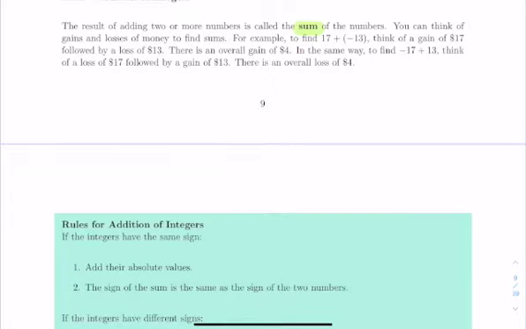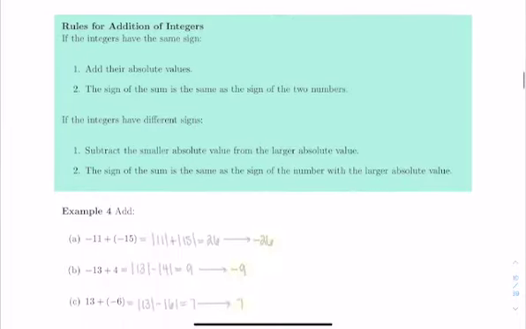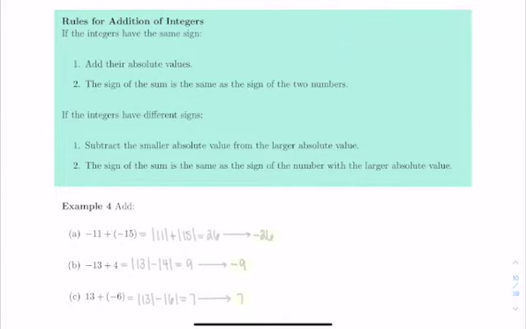So the rules for addition of integers: if they have the same sign, we just add their absolute values, and then the sign is going to be the same as the sign of the two numbers. And if they have different signs, you want to subtract the smaller absolute value from the larger absolute value, and then the sign will be the same as the sign of the number with the larger absolute value.